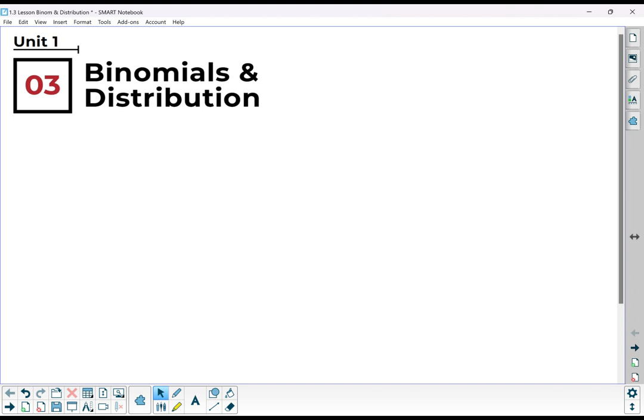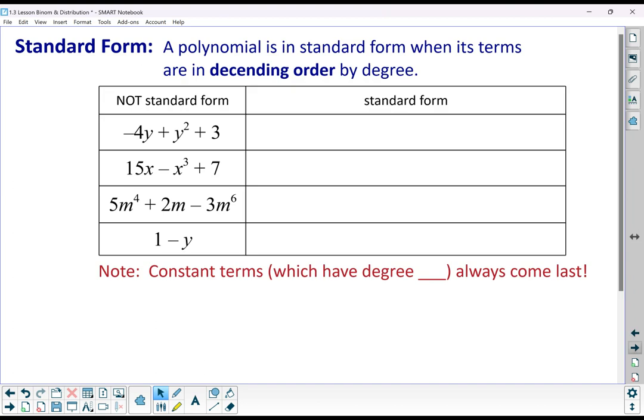We're going to be talking about binomials and distribution today. So first, just a couple of vocabulary words. For polynomials, there's something called standard form. Standard form for polynomials is when the polynomial's terms are in descending order by degree. So standard form means that we want to have our most powerful term come first.